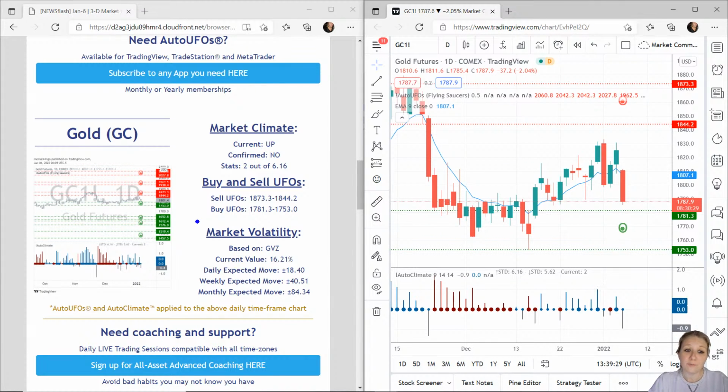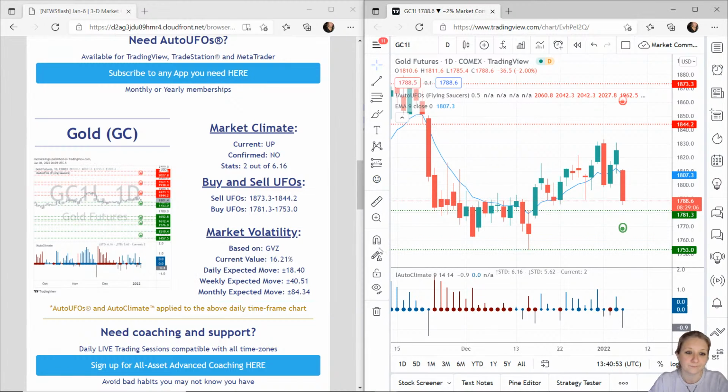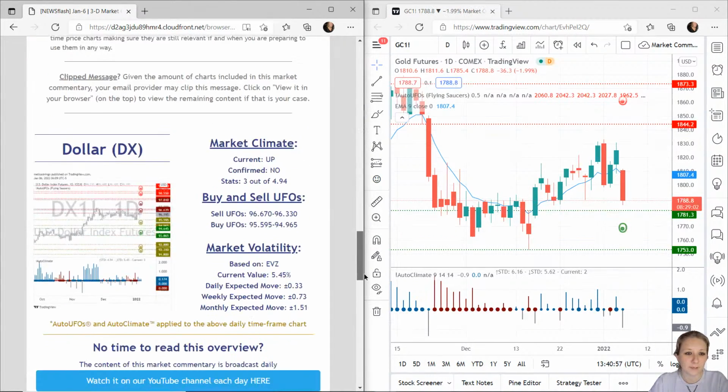In terms of volatility for gold, we would expect that in 1 year, gold would move up or down by 16.21%. So in a day, that's 18.4 points up or down. In a week, 40.51 points. And in a month, 84.34 points up or down. So that's gold. The next market is the US dollar.